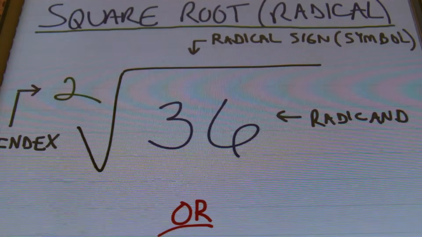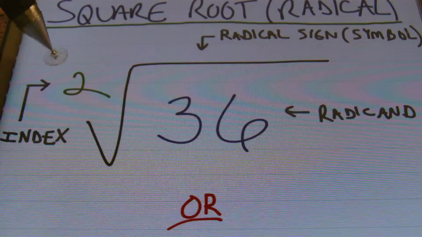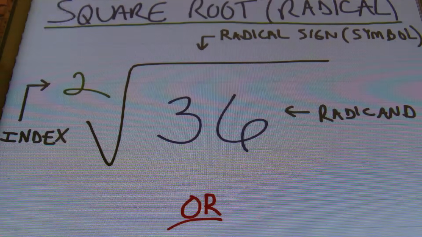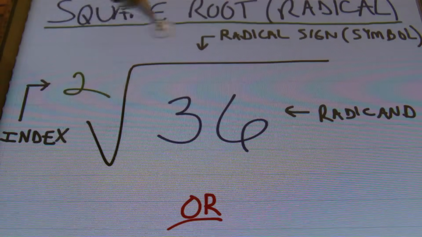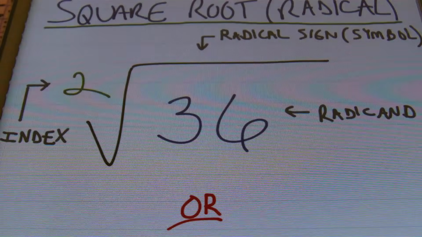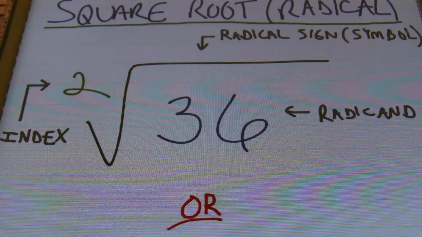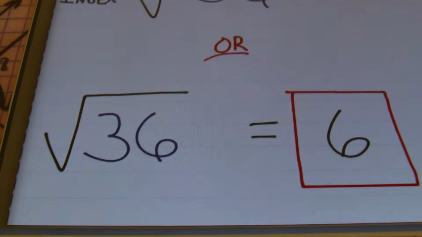The other parts of your radical are the index, which is the root that you're looking for, and the radicand, the value underneath the radical symbol. And then, of course, you have the radical sign itself. There's another way that this problem can be given to you, however, and it is the following.